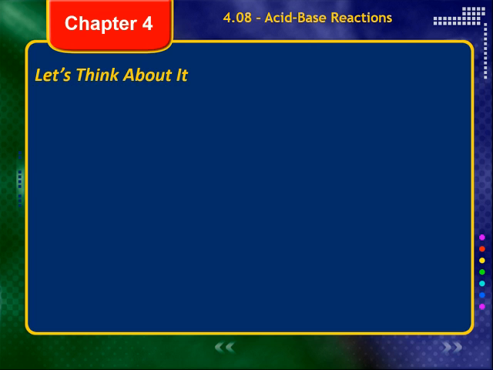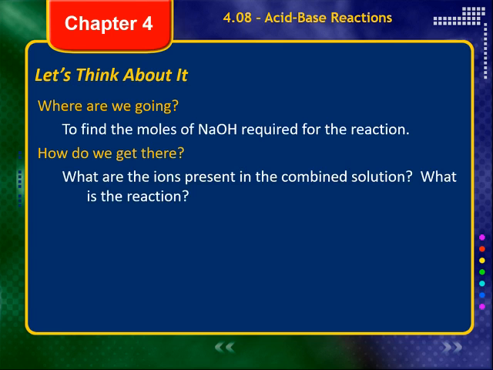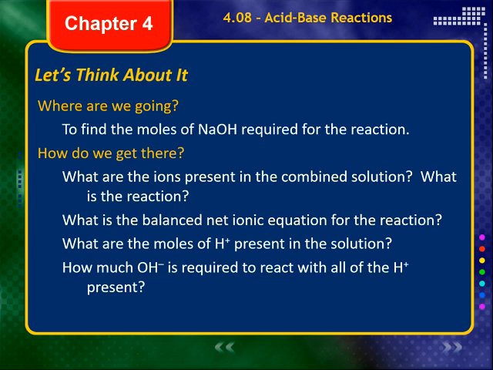So, big ideas here. Where are we going? We're trying to find the moles of NaOH required for the reaction. How do we get there? What are the ions present in the combined solution? And what is the reaction? What is the balanced net ionic equation for that reaction? So once we have the balanced net ionic equation for the reaction, we know what species are reacting, and we know how many moles of each are required. And then what are the moles of H plus present in the solution? Lastly, how much HO minus hydroxide is required to react with all of the H plus present?